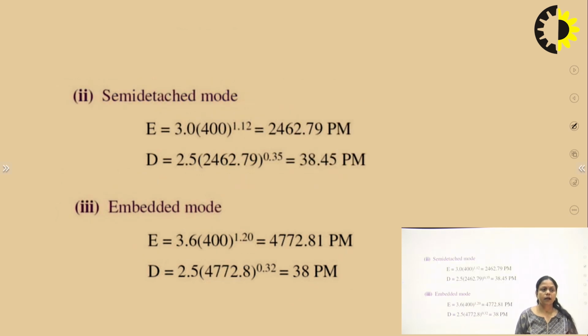Now next is the semi-detached mode. Again we will apply these two formulas in the semi-detached mode, but the values of these coefficients will be different for semi-detached. In this way we can calculate for the embedded mode also. So we have a different table of coefficient values for the different types of modes.